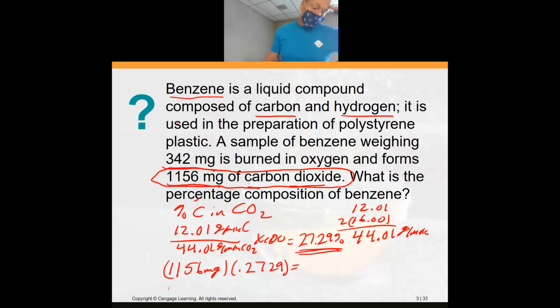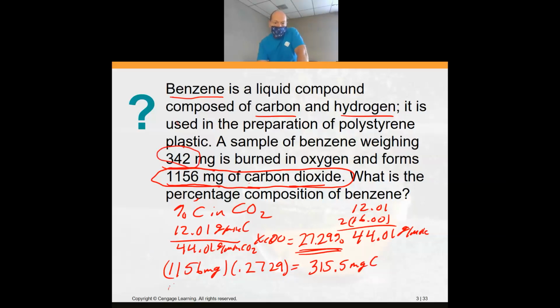And that gives you 315.5. So that's how many milligrams of carbon are in 1,156 milligrams of carbon dioxide. And we know that all of that came from the benzene.